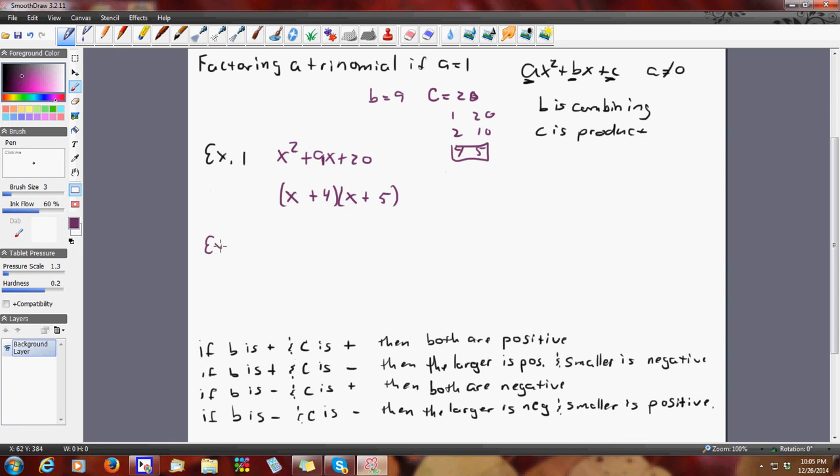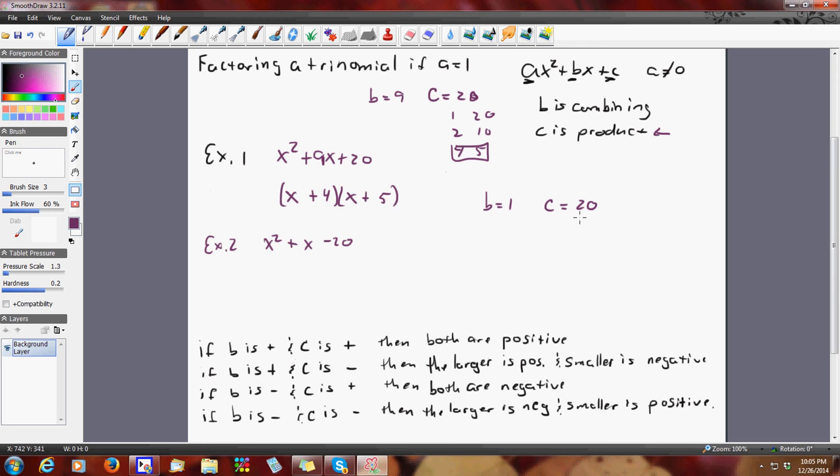Let's look at a second example. Let's say I had something like this. x squared plus x minus 20. Alright, well, here my b equals 1, because it's really a 1 understood. And my c equals negative 20. And I'm not super concerned with the signs right now, because, well, you'll see why in a minute.